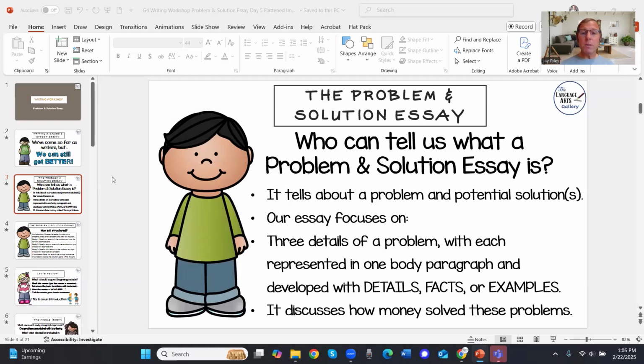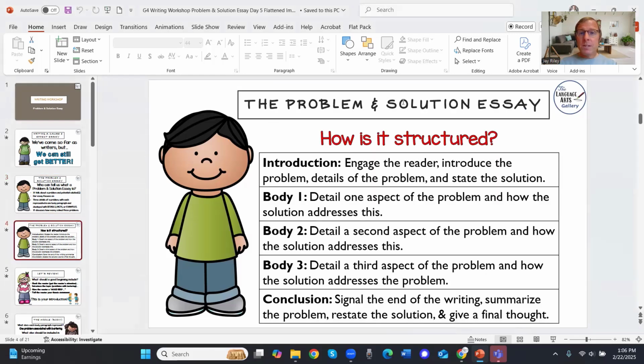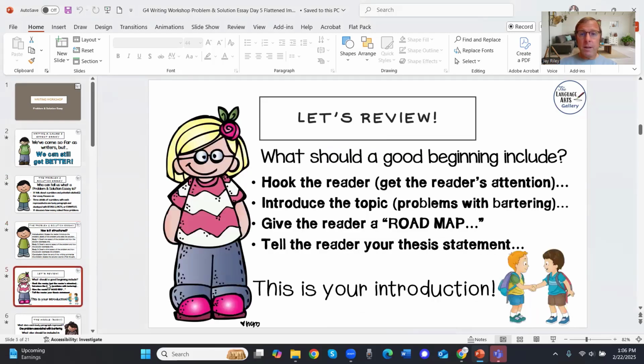And we're going to talk about the solution. We said that money was the solution to this problem. So this is how we structured our essay, and we're going to go over what's included in each of these 5 paragraphs. We're going to start with a good introduction, a good beginning. We said we want to engage that reader with the first sentence. We're going to draw them in. We can use a strong statement, or we could ask a question, or we could use a startling fact. We might use a quotation.